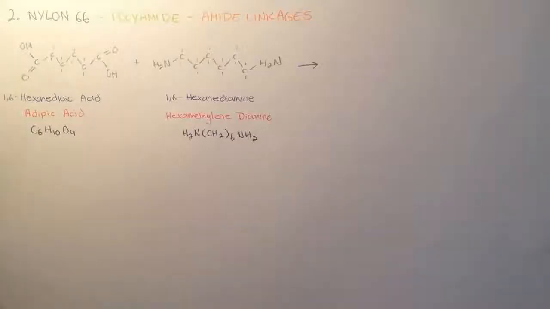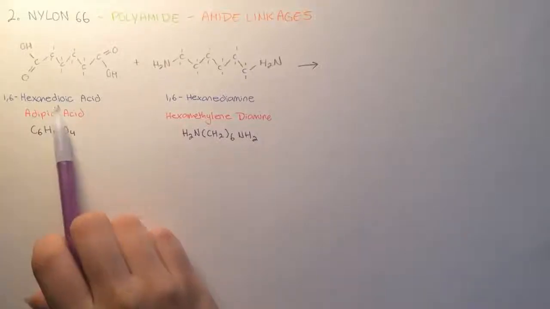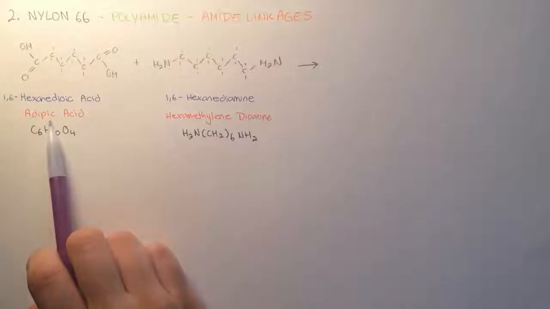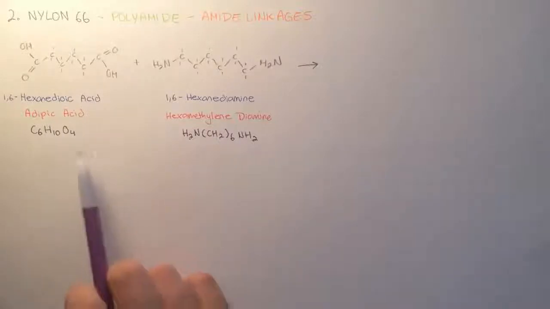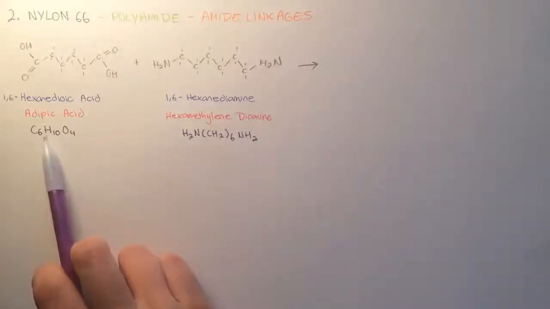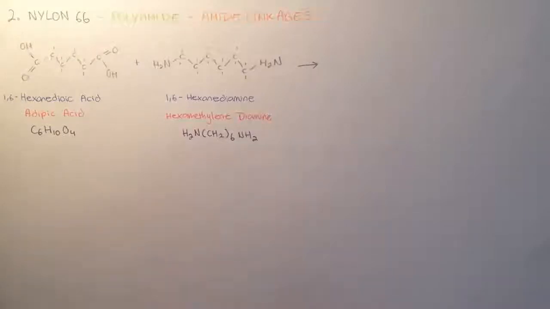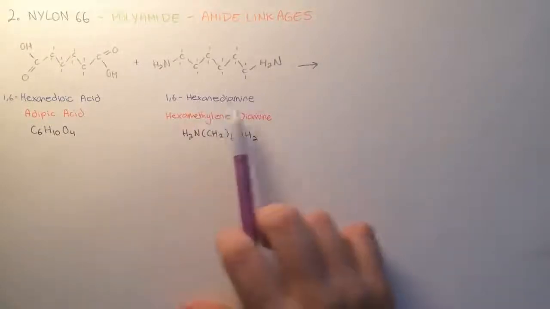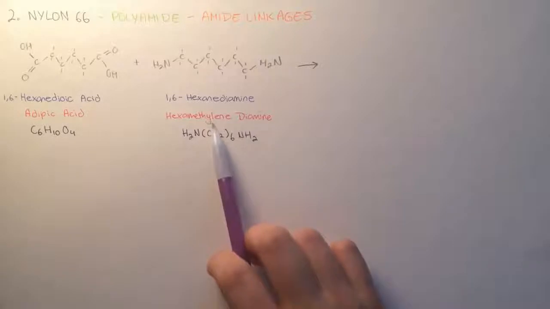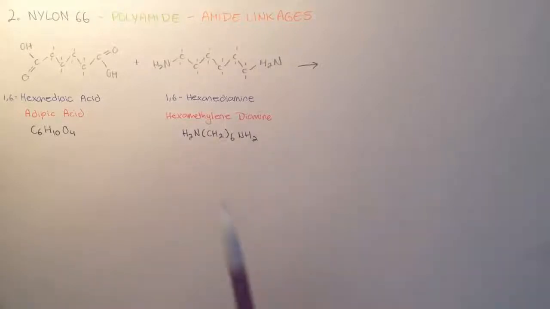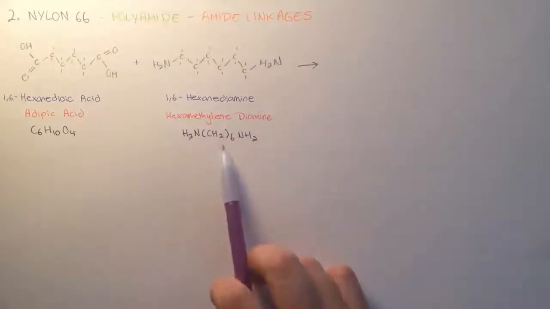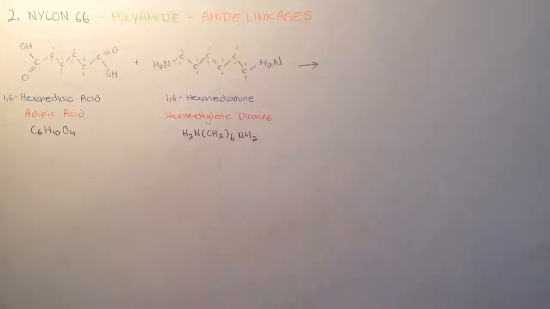So for example 2, we're going to do nylon 66, which is a polyamide. Nylon 66 is made of 1,6-hexanedioic acid, also known as adipic acid, and the chemical formula is C6H10O4, and it's going to react with 1,6-hexane diamine, also known as hexamethylene diamine, and the chemical formula is H2N(CH2)6NH2. You could pause the video now and solve it yourself and later on see if you did it right or wrong.